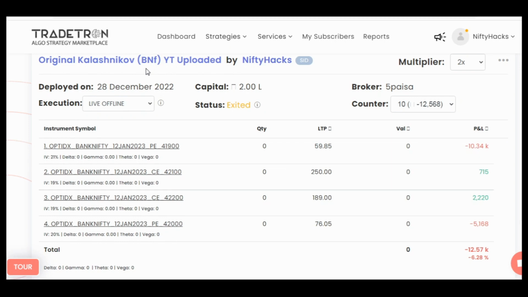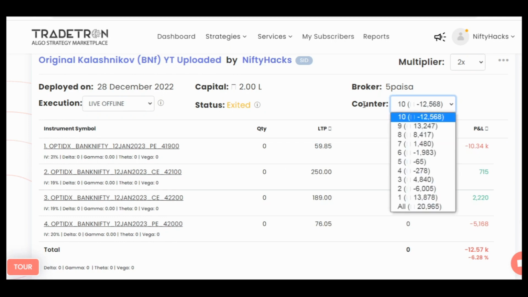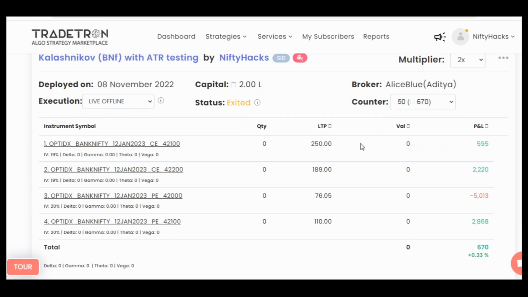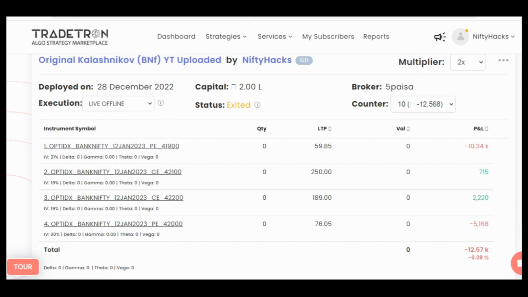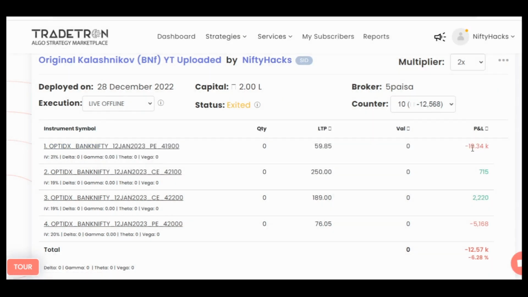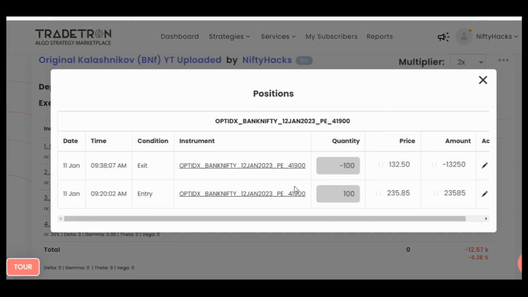I already told yesterday that the original one is with high risk and high reward compared to this modified version, where we try to keep our stop loss small, right? So let's go through the trades one by one. I think we should first take the original version trades, because the first trade alone has given us a major chunk of loss. So let's check this.